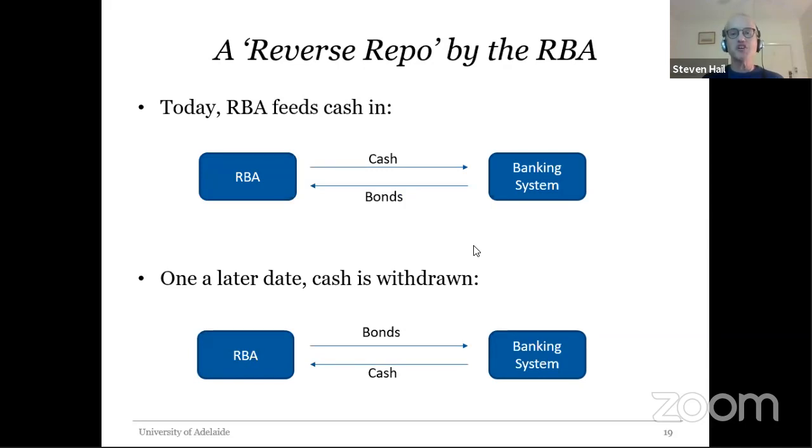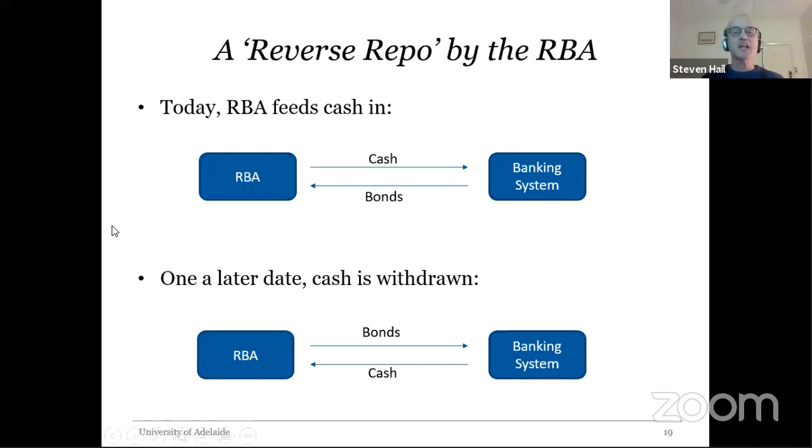Now, a repo transaction in finance is where you sell an asset to a counterparty, and at the same time agree to repurchase it later, hence the term repo. What the Reserve Bank does when it puts additional cash into the system using reverse repos is to do the opposite.